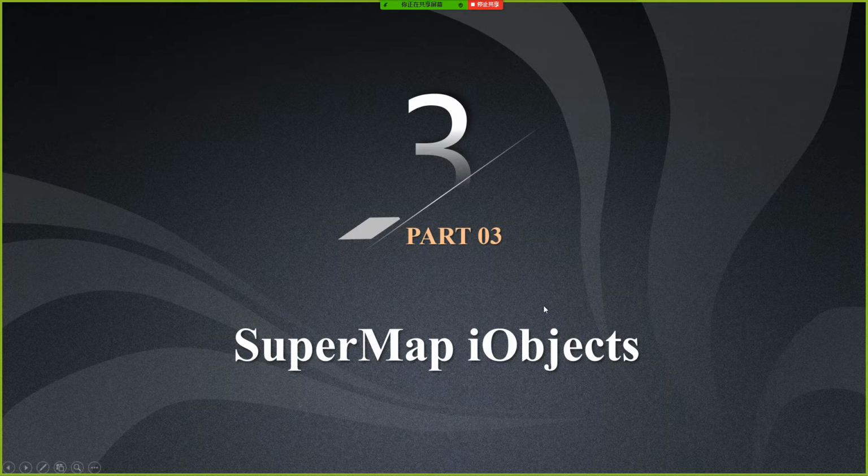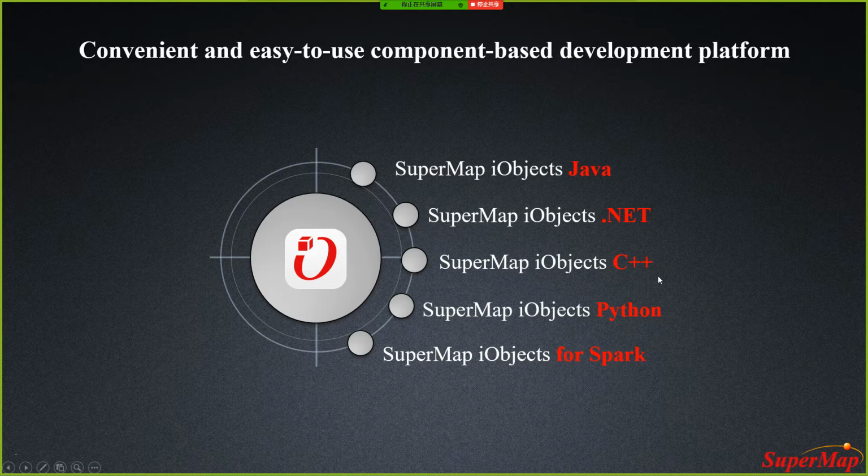Okay, and next, we will introduce the SuperMap iObjects. The SuperMap iObjects series of products are the development client on the PC terminal, and it corresponds to the ArcGIS Engine and ArcObjects. And it mainly includes 5 products.